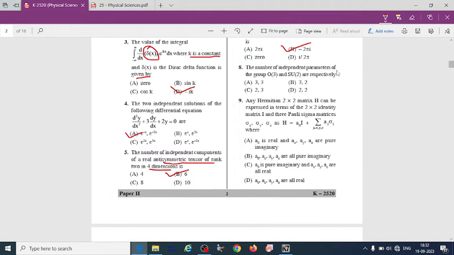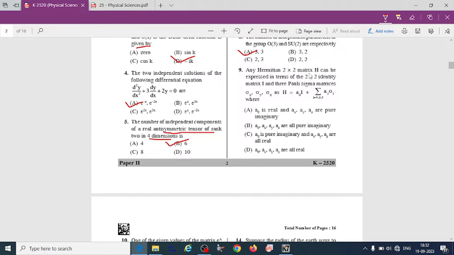The number of independent parameters of the group O3 and SU special unitary group 2 are respectively. The answer is 3, 3. Number of independent parameters of group O3 and SU2.